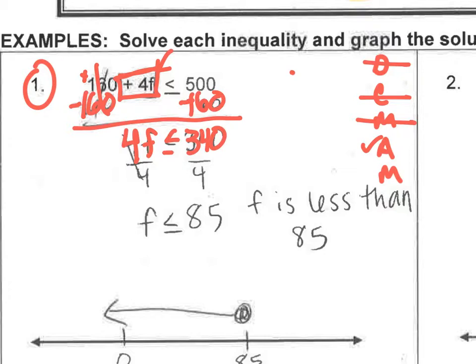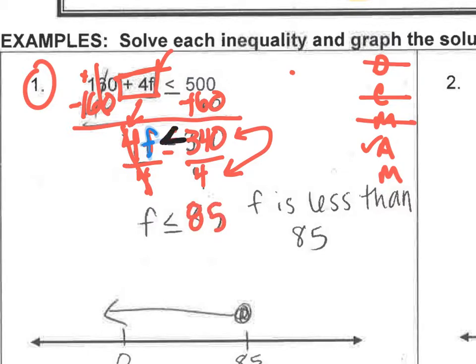Now I still want to get f by itself, but I can't right now. It has a coefficient in front of it, and 4 and f side by side means multiply. So to undo that, I'm going to divide, and 340 divided by 4 gives me 85.